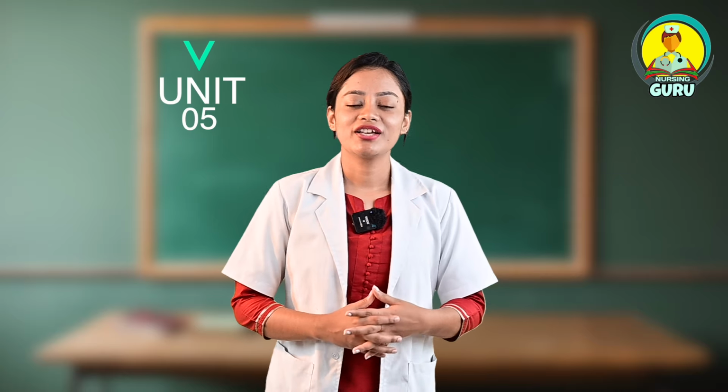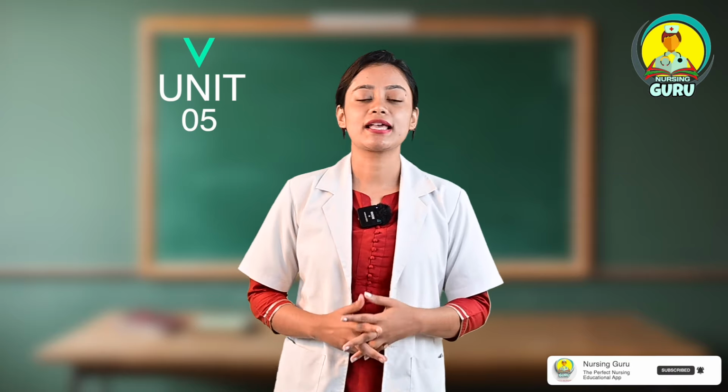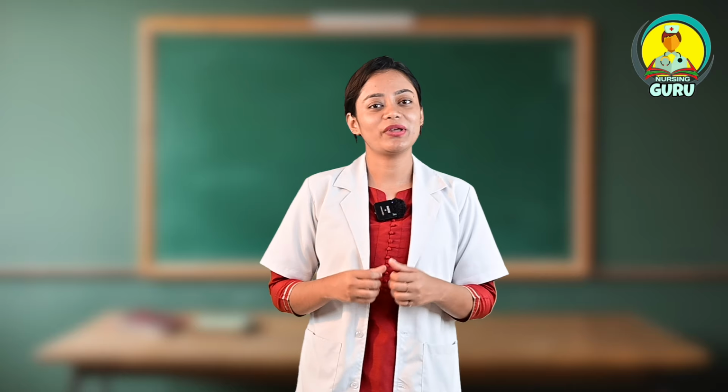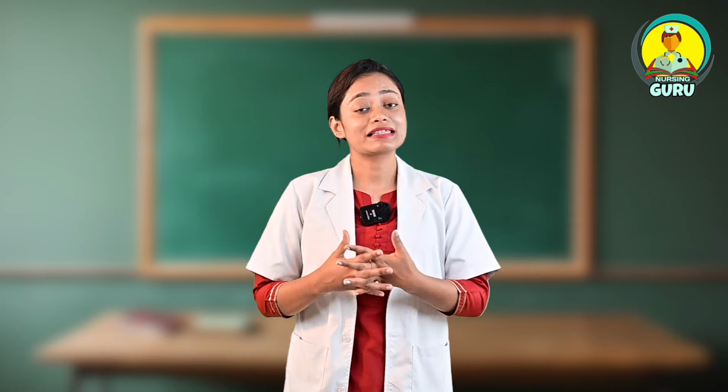Now unit 5. Unit 5 is all about congenital anomalies. Congenital anomalies means the child will have the disease from birth or at birth. Under that we will be having a few important questions. The first will be hydrocephalus, the next spina bifida.